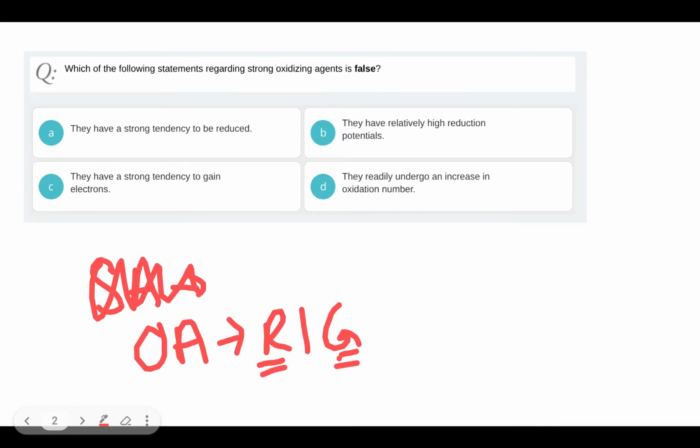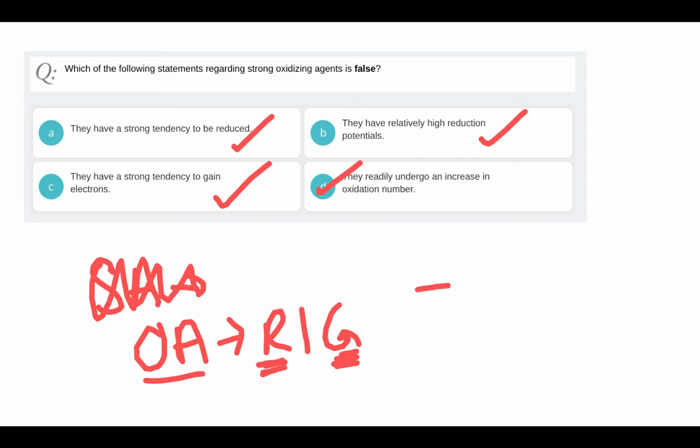If it's the first statement, a strong tendency to be reduced, that's true. Oxidizing agents undergo reduction. B, they have relatively high reduction potentials. That is also true because you're undergoing reduction. C, you have a tendency to gain electrons. That is also true. So we can be pretty confident that since the other three were true, our answer here would be D. But then we can use an example.